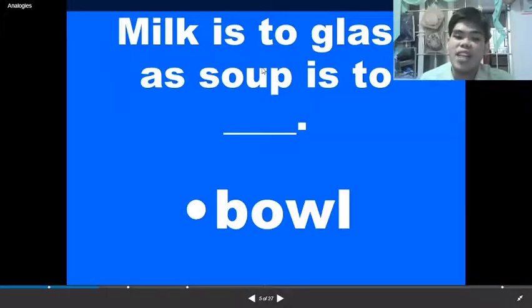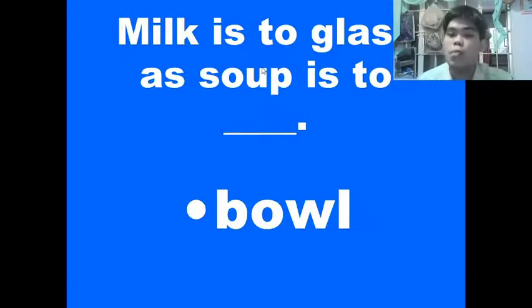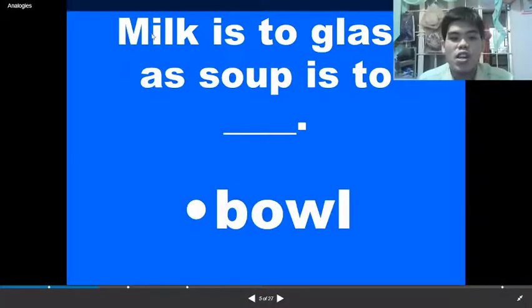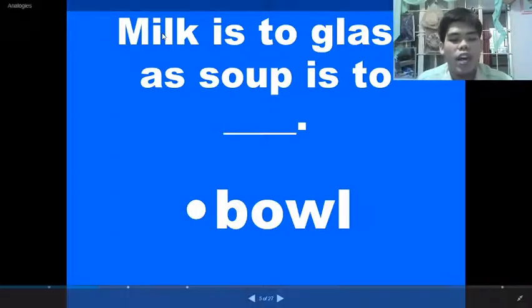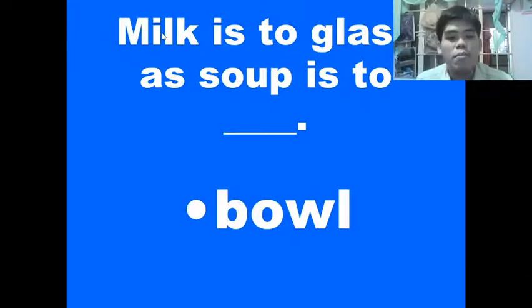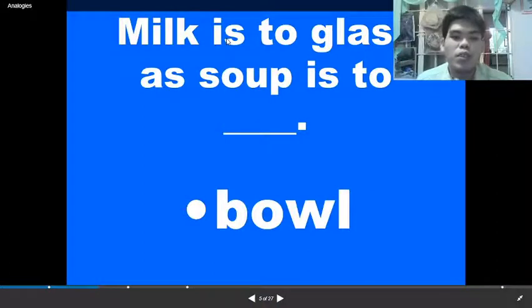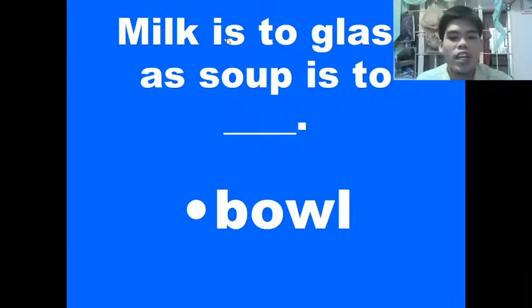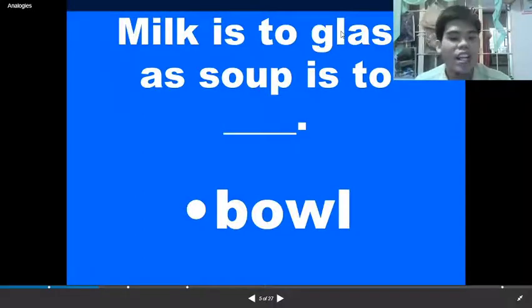Milk is to glass as soup is to bowl. So what's the connection there? The first pair is the thing or the liquid and where it should be put. Usually we put our milk, so that we can drink it, in a glass or in a cup, or in Tagalog, baso.